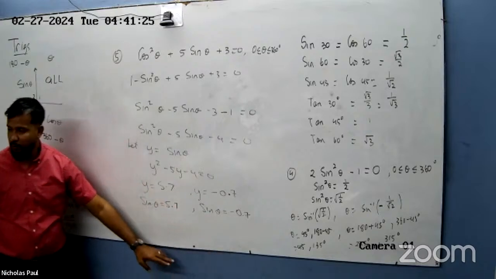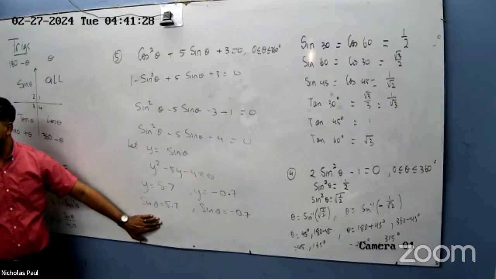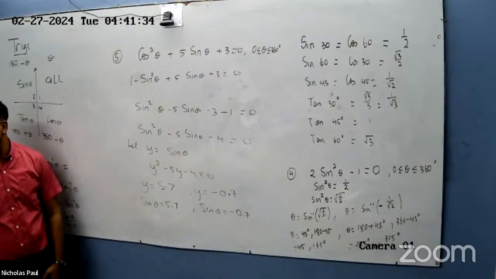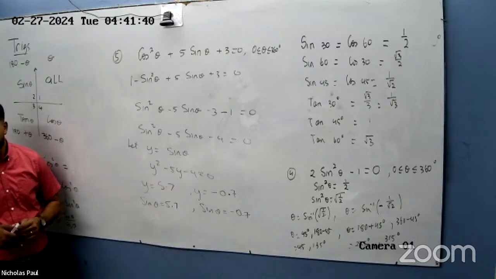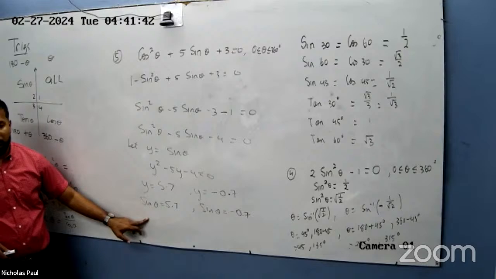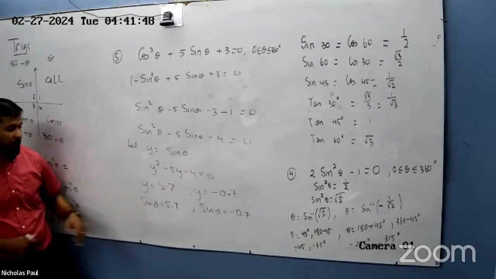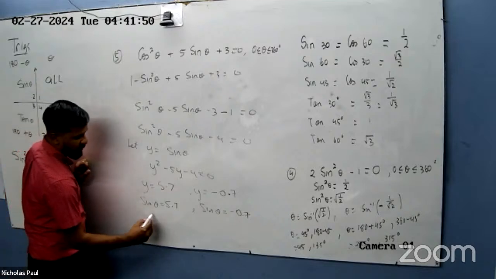Okay? What's the problem here, Malini? What's the problem with sine theta is equal to 5.7? Check the calculator and see. Error. Too big, right? What's the largest value sine theta could be? 1. So this is no solution.